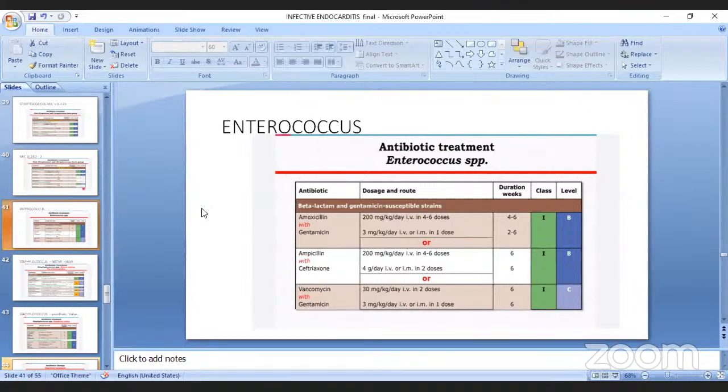So whenever you're considering Enterococci, you always have to consider 2 antibiotics: amoxicillin with gentamicin, ampicillin with ceftriaxone, or vancomycin with gentamicin. This is what you have to remember. And even the duration in weeks changes. In Streptococcus viridans and bovis, it was just 4 weeks. You give the treatment for 4 weeks and then you leave the patient. But in case of Enterococci, you have to give it for 6 weeks. So you give either amoxicillin with gentamicin, or ampicillin with ceftriaxone, or vancomycin with gentamicin. Okay, this is what you have to remember, right?